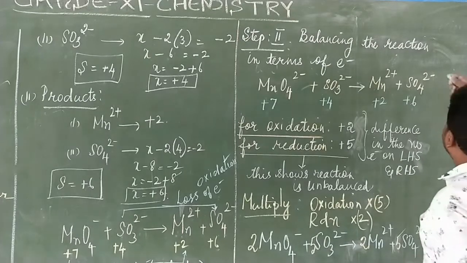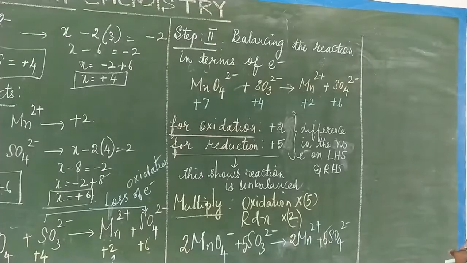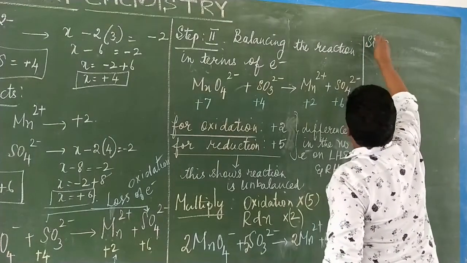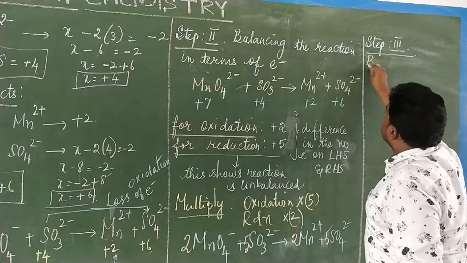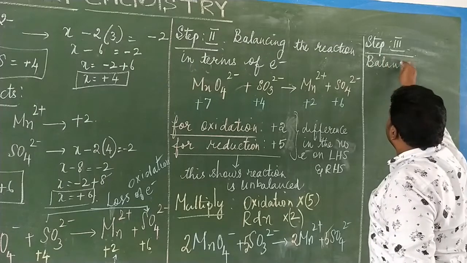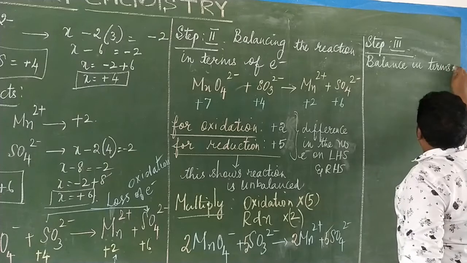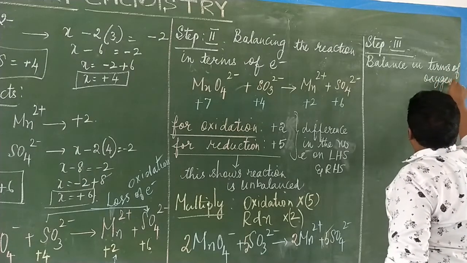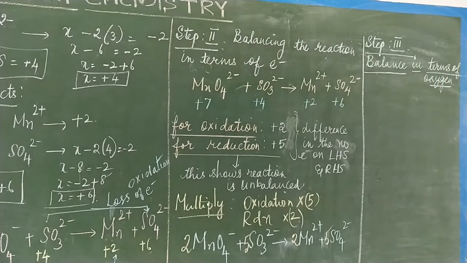Step 2. Now coming to step 3. Now write step 3. Balance in terms of oxygen. We have to balance in terms of oxygen.